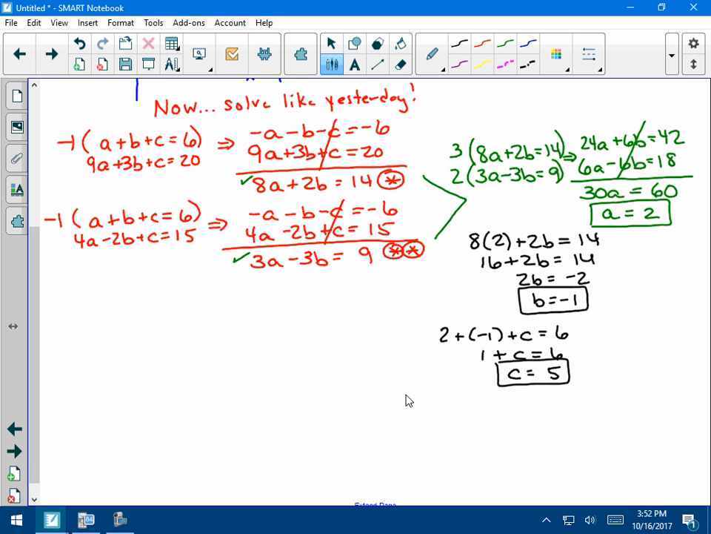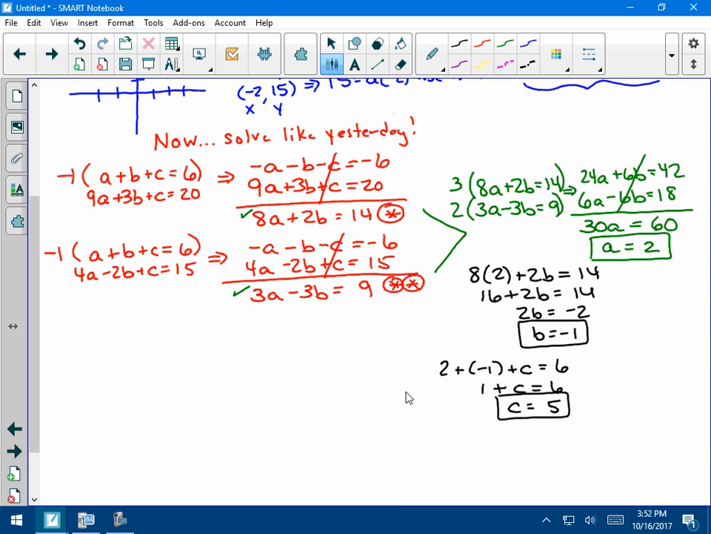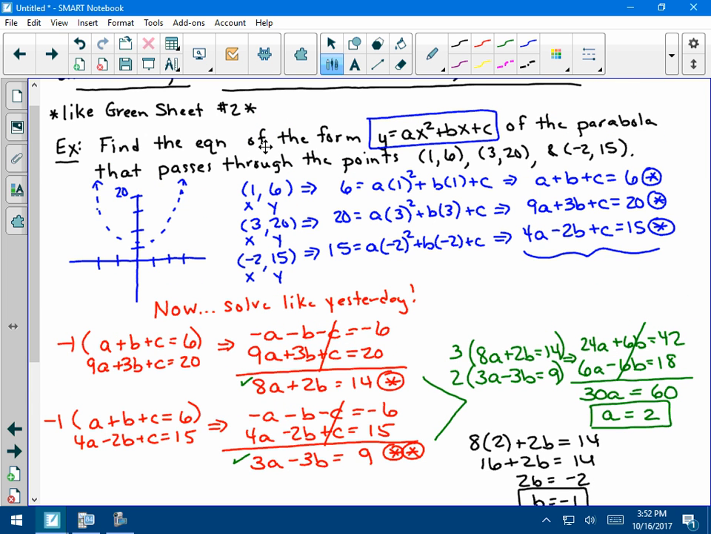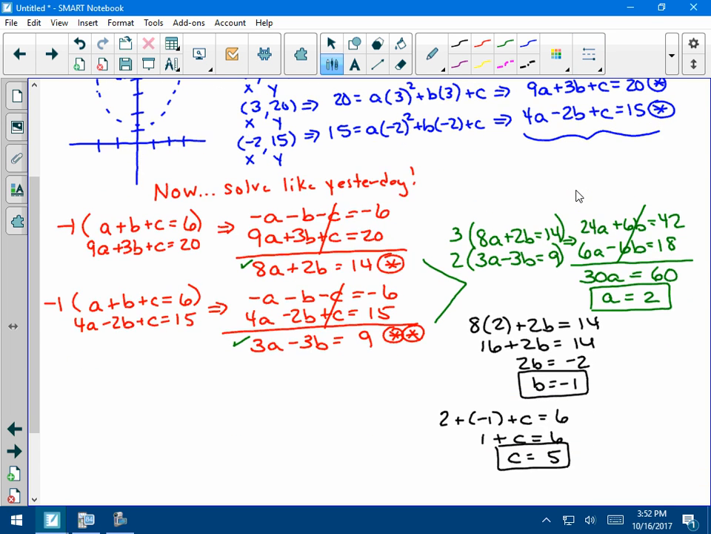Make sure you actually answer the question. So we found a, b, and c. Now if I go back to the top real quick, I want to define the equation. So I want to use this ax squared plus bx plus c. Now I know that a is 2, b is -1, and c is 5. So my answer is going to be that equation with those plugged in. So my solution is y equals 2x squared minus 1x, or just minus x, plus 5.